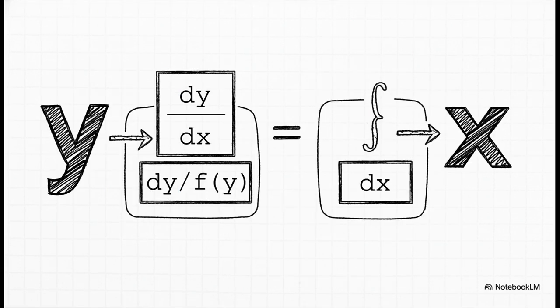So the process looks just like this. We basically treat dy dx like a fraction. We move everything with the y over to the left side with the dy, and everything with an x, in this case just the dx, over to the right. Once they're separated, all we have to do is integrate both sides. And that integration gives us the explicit formula connecting y and x. It's the roadmap of our system's journey.